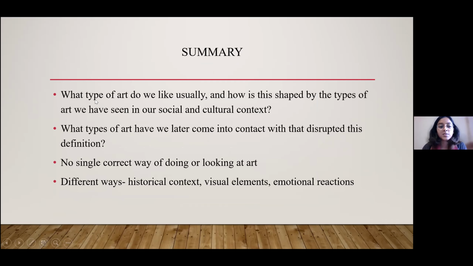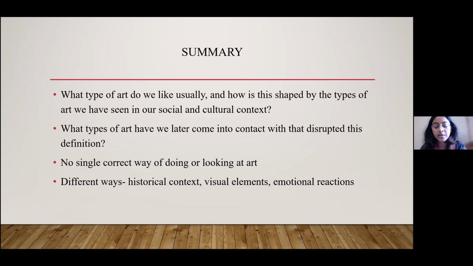Okay, so just to wrap up, I just want to summarize what we did today. So we looked at these questions: what type of art do we usually like, and how is this shaped by the type of art that we've seen in our social and cultural context, and also what type of art have we later come into contact with that disrupted our definition of art. So like I said in the previous slide, for me, performance art was very foreign to me. But then I kind of got used to it and then I made a performance art piece for myself.